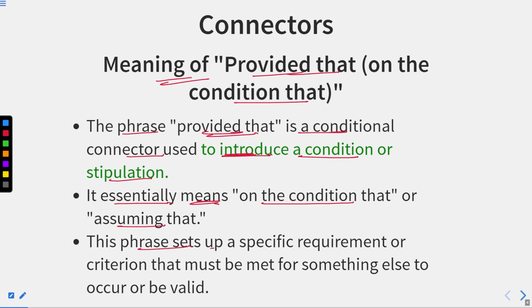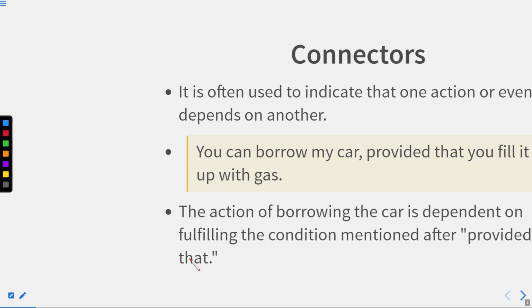Okay. This phrase sets up a specific requirement or criterion that must be met for something else to occur or be valid. It means if something has to occur, there is a pattern that is mandatory for that, or that is the condition that it will only happen if this happens. So this makes the connector provided that important in a sentence.